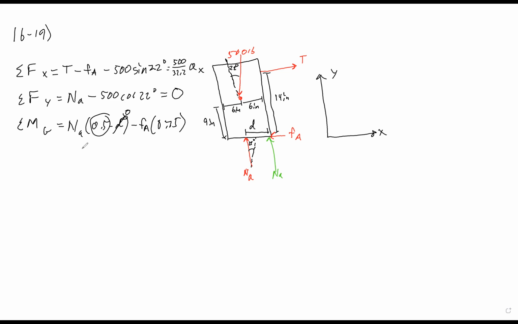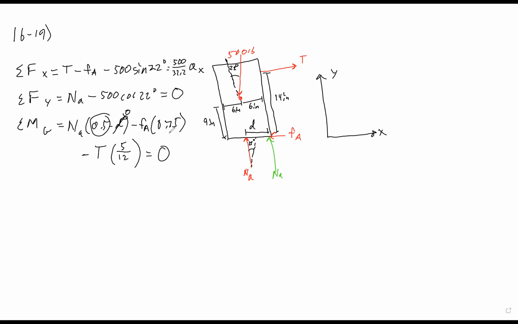Next, I'm going to come down here, is going to be the tension. So the tension times a distance of, well, we got 14 to the bottom, but we've got 9 coming up to the center of gravity, so that leaves us 5. So that's going to be 5 inches. Let's convert that to feet. Divide by 12. And the tension is pulling in the clockwise direction, so therefore a negative value. All right, and then equal to no rotation for the box, 0.